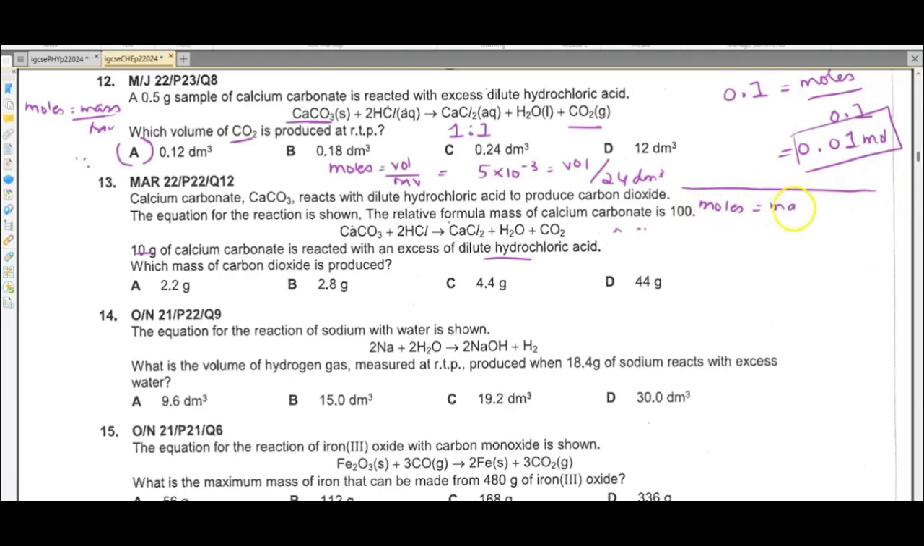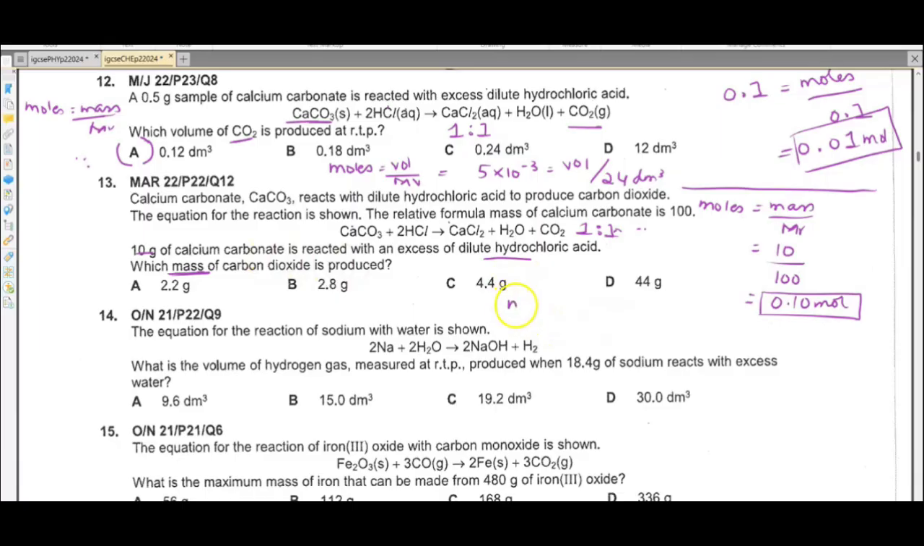So moles is equal to mass by MR. Okay? Because this was a solid substance, we use this formula. So 10 grams of this, MR is 100. So this is going to give us 0.10. Since CaCO3 and CO2, the moles are in ratio of 1:1, so the moles of CaCO3 would be used as moles of CO2. Okay? And we need to find the mass. This time we are finding the mass, not the volume.